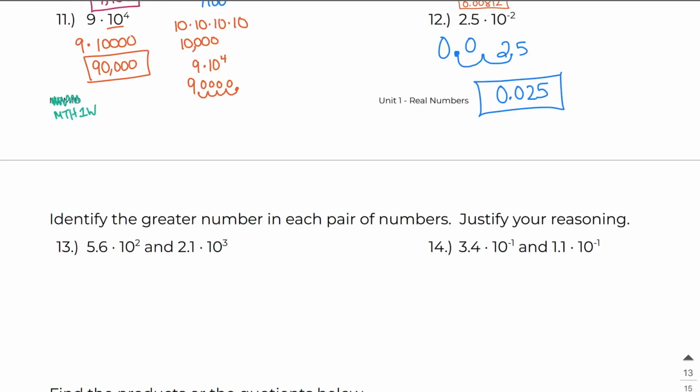Okay, so now the whole point of this right here is not to just change numbers back and forth between scientific notation and standard notation. It's to be able to understand what these numbers mean in scientific notation and then use those numbers in scientific notation. So in question 13, it says identify the greater number in each pair of numbers.